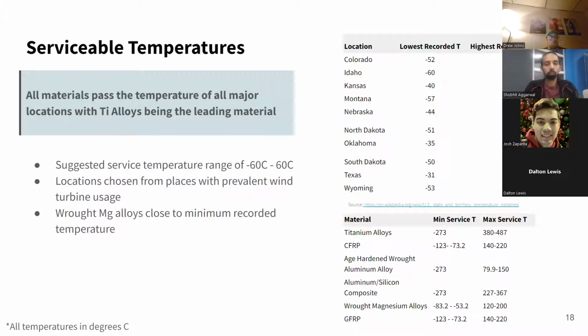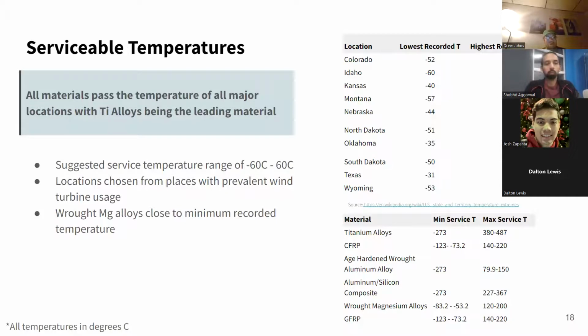And lastly, we also decided to look at surface temperatures, and we thought about the absolute maximum and absolute minimum temperatures in several states that would likely use these turbines. We decided that a surface temperature range of between -60 and +60 Celsius was the best here, and it covers the ranges for all the states we looked at.